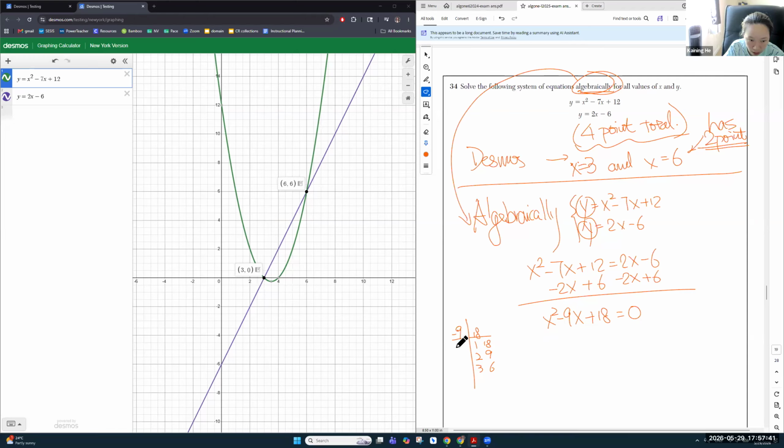Whatever adds up to -9. Does it add up to -9? No, not really. And actually, also the negative signs: negative, negative, negative, negative. So you have -1 and -18, -2 and -9, and -3 and -6, which is right here. So that's how you factor it out: x minus 3 and x minus 6. Then you set x minus 3 equals 0 and individually x minus 6 equals 0, and you have x equals 3 and x equals 6. And that's how you solve it algebraically by factoring.